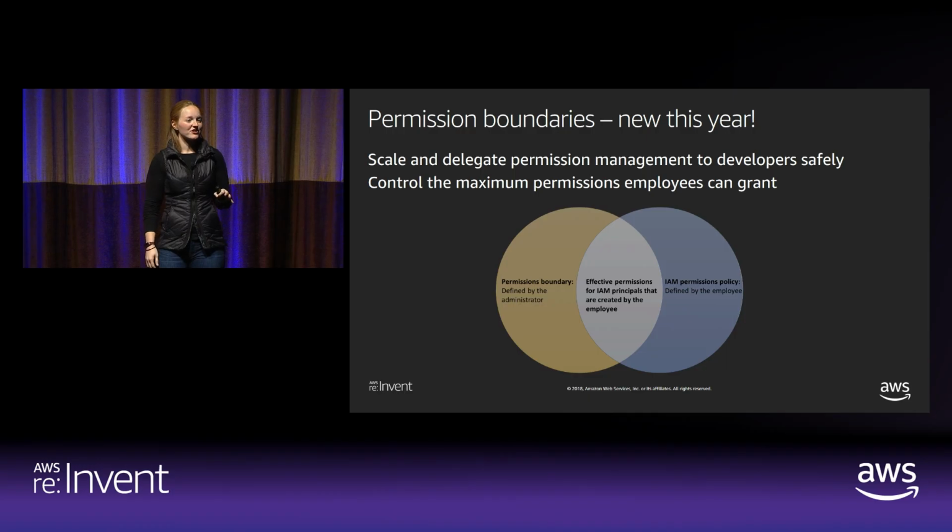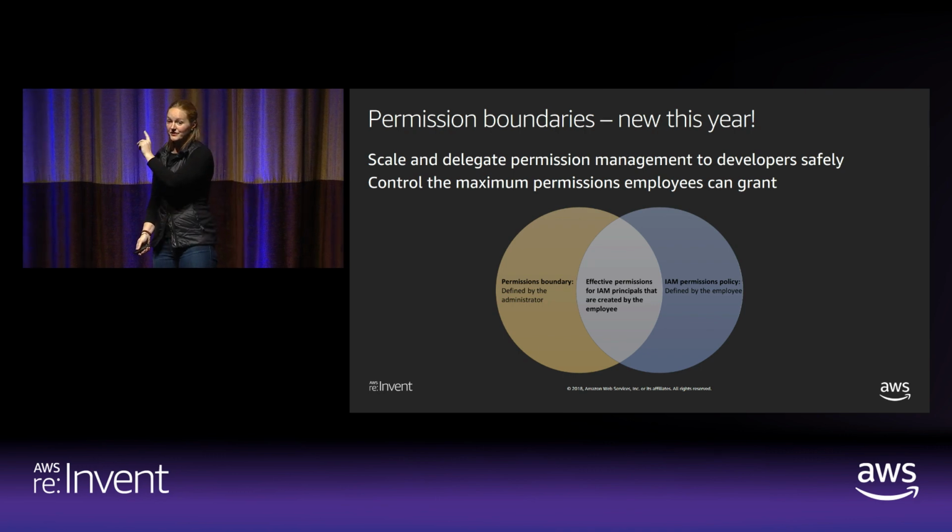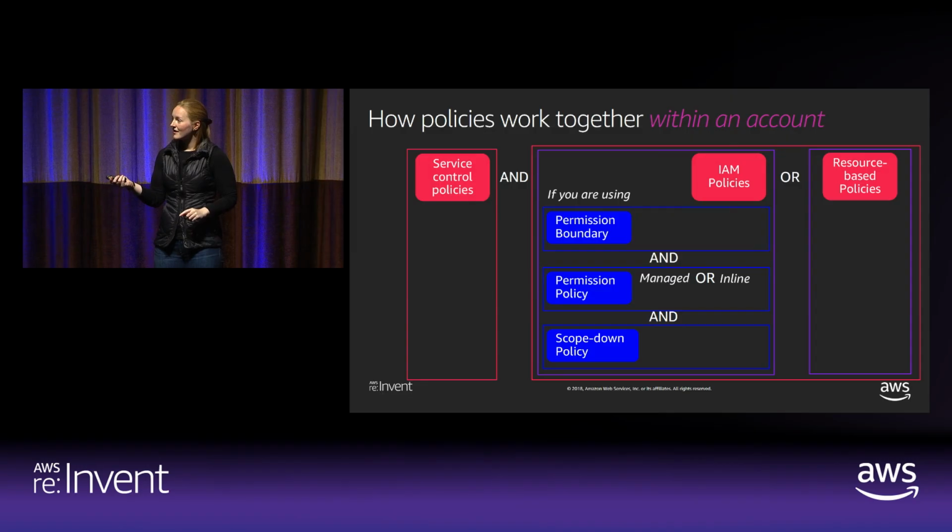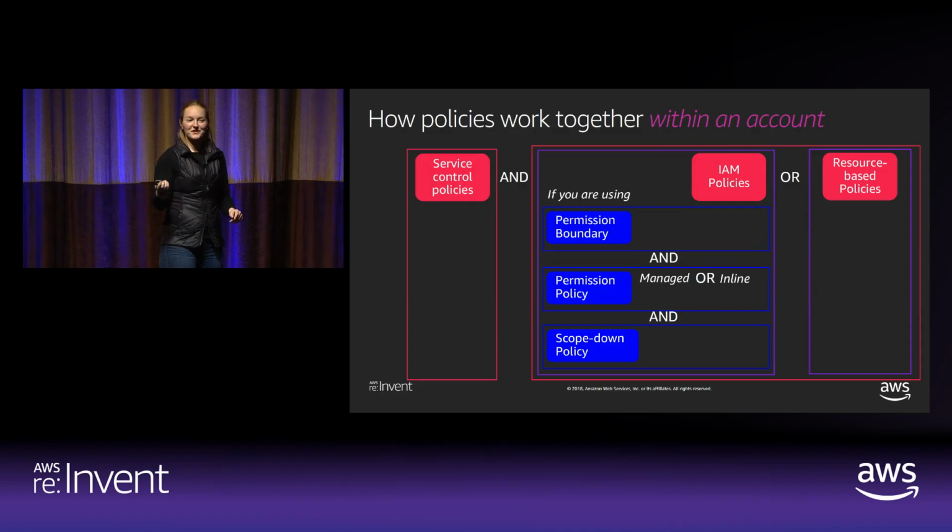So you can imagine, say, hey, Casey, you can create roles, but you can only create the roles with this maximum permission set. So even if Casey were to assign an admin policy to that role that he creates, it will not work as admin. It'll only get the effective permissions, which is the intersection of the permission boundary and the IAM policy. And we're going to do demos of this. It's pretty cool, actually.